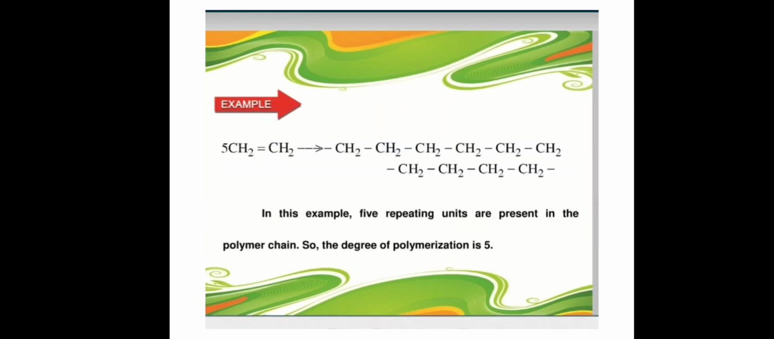Here I give one simple example. 5 moles of ethylene molecules undergo a polymerization reaction to give a polymer. So here we take 5 monomers, so the degree of polymerization is 5. If you take 10 ethylene, the degree of polymerization is 10. If you take 100, the degree of polymerization is 100. So the number of monomers in the polymer is called the degree of polymerization.